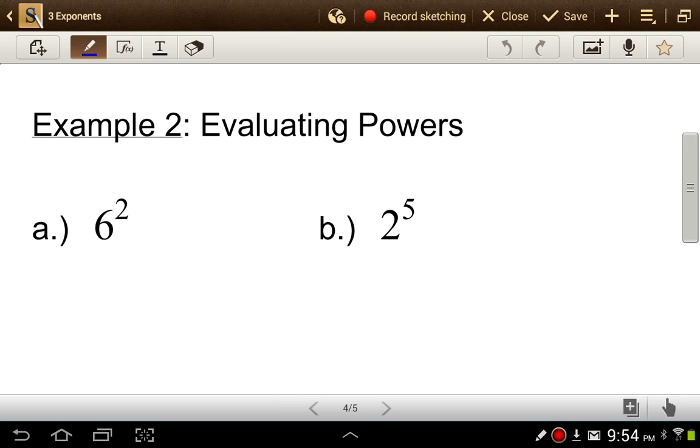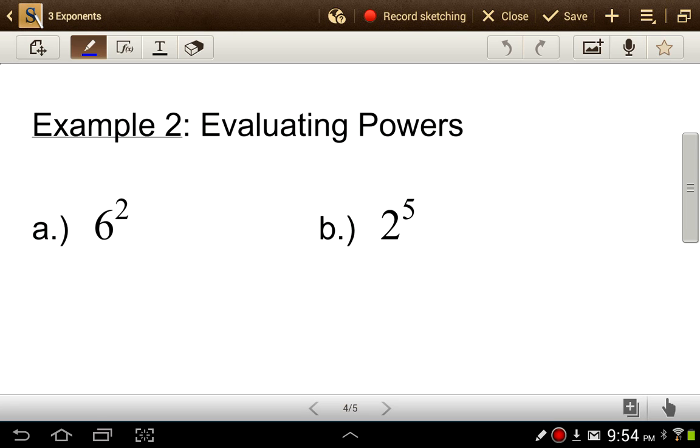In example 2, we're going to be practicing evaluating powers. So when you evaluate powers, you're first going to write it out as a factor, and how many times they're using that factor, and then you're going to write the simplified answer. So you have to show your work on these evaluating powers. So first thing I'm going to do is write it out as the factors.